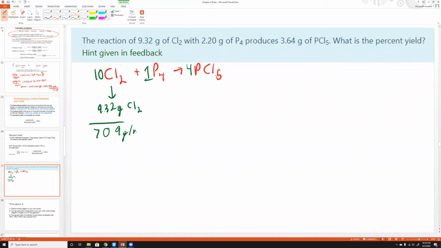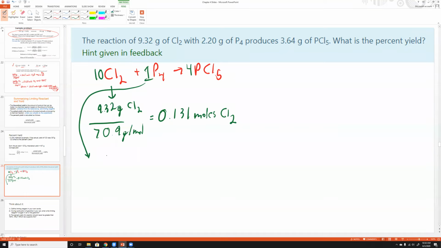70.9 grams per mole. And by the way, on your homework, the numbers are different, so you can't just copy this answer. But we'll go through how to do it. So let's figure out the moles. 9.32 divided by 70.9, and you get 0.131 moles of Cl2.